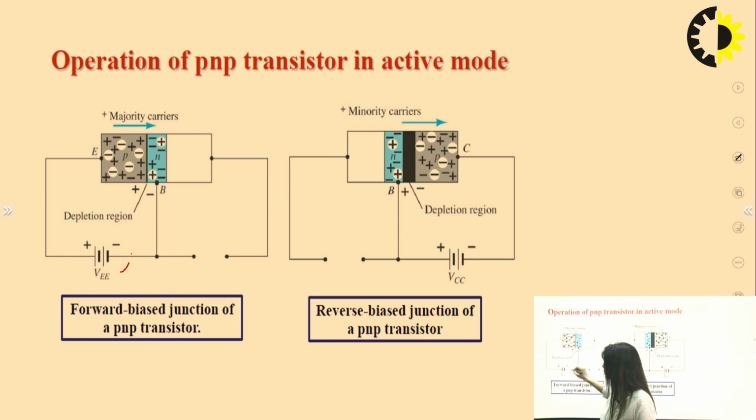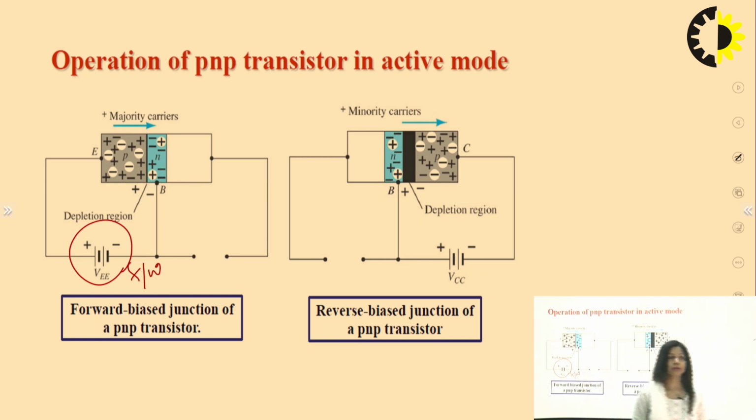So I have made this forward bias. Now what is going to happen if the emitter base junction is forward biased? As we can see, the P type constitutes the majority carriers. It is having so many holes. Since the positive voltage is applied here, all the positive charge carriers will be repelled from the positive terminal of the battery.